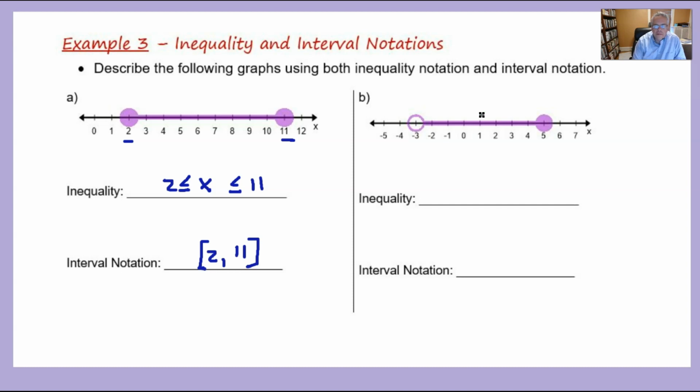All right, this one. Our numbers x are greater than -3, but less than or equal to 5. In the interval notation, we're going to write -3 and 5. -3 gets a curved parenthesis, while 5 gets a square bracket.